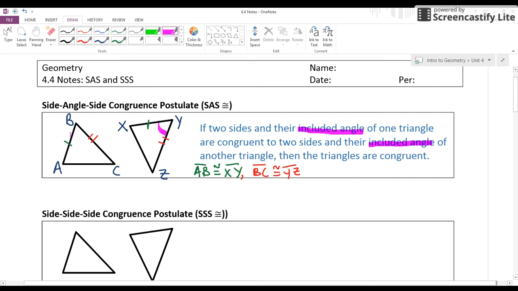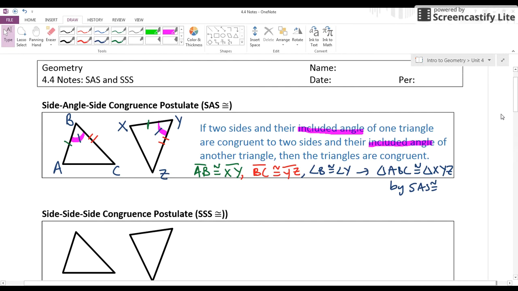So again, what we need to see is that this included angle Y is congruent to the included angle here for ABC, which should be angle B. So if we were given that angle B is also congruent to angle Y, then we can conclude that triangle ABC is congruent to triangle XYZ by the SAS congruence postulate. I put congruence here because next trimester we're going to talk about similarity, so I like to differentiate between congruence and similarity using that symbol. So that's why I put that there.